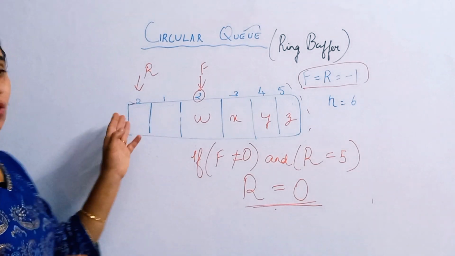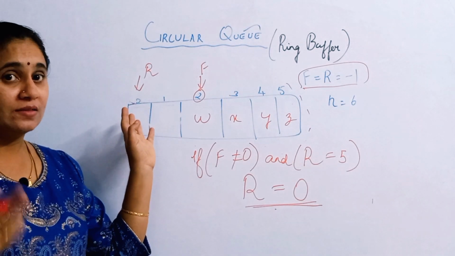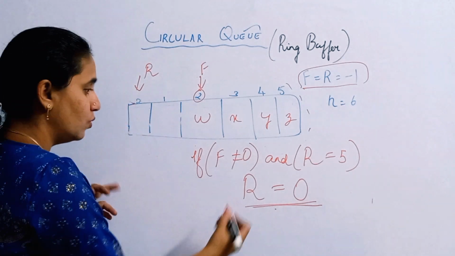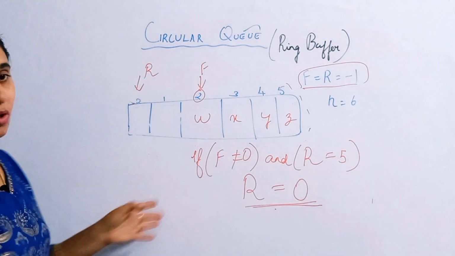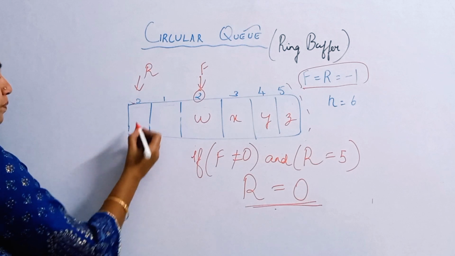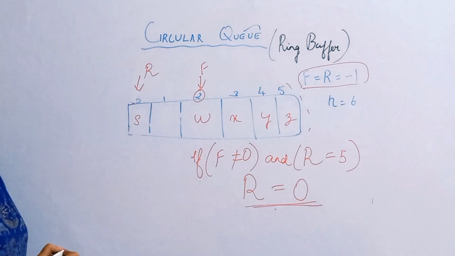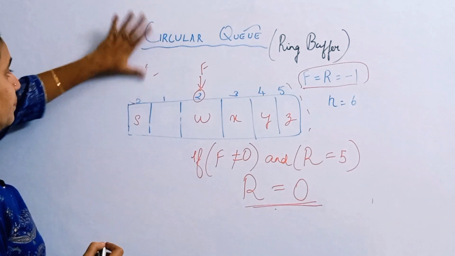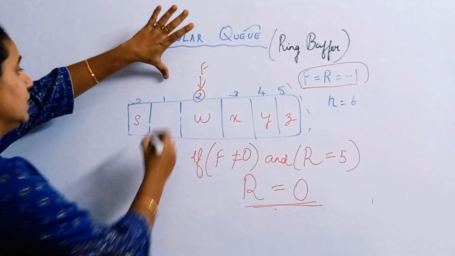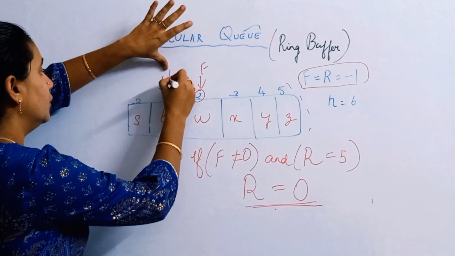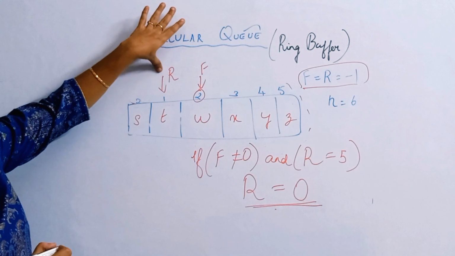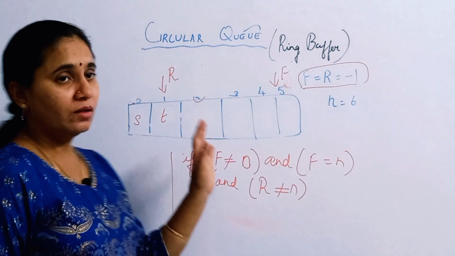After moving, now can I insert the element? Yes, I can insert the element. So any other element if I want, I can insert, for example, yes. Then after that, I can insert t. Now the rear pointer will be pointing here, right? Can you understand?